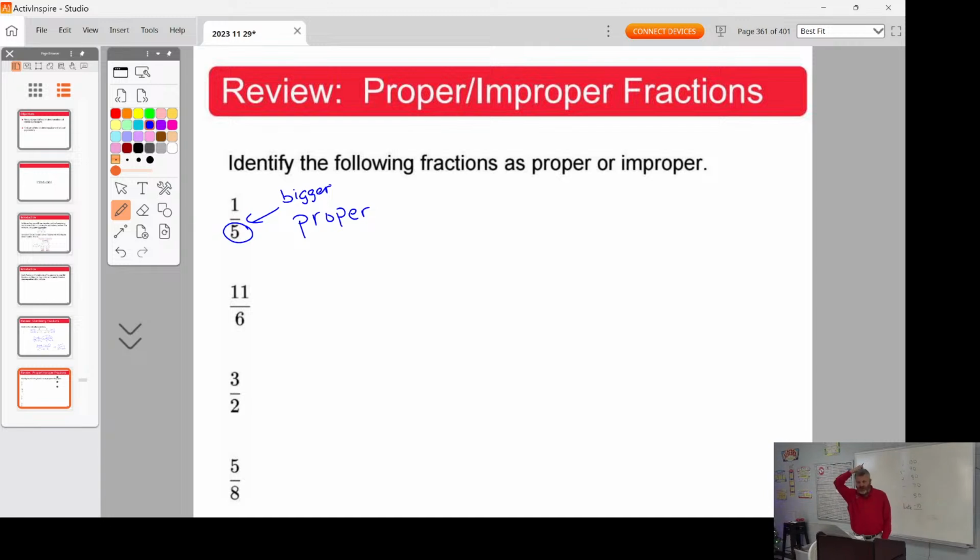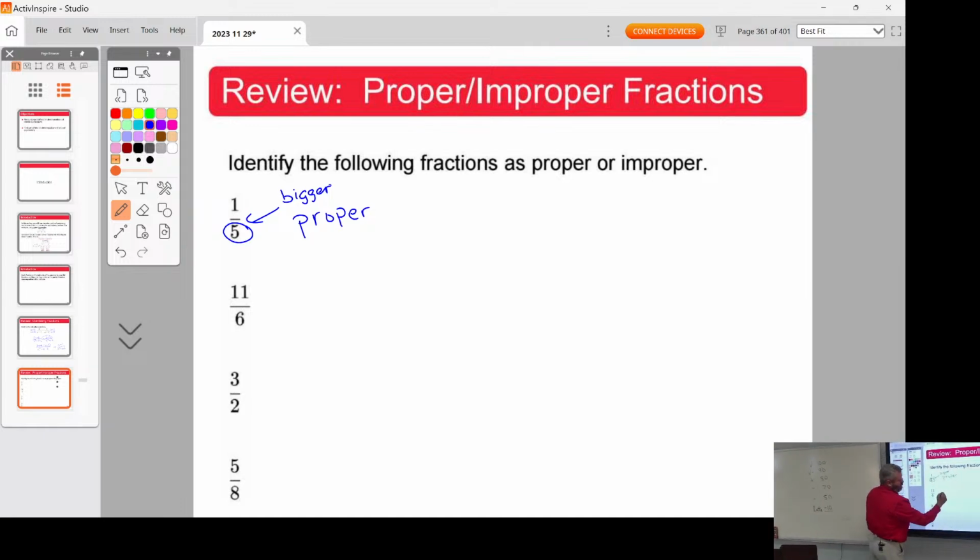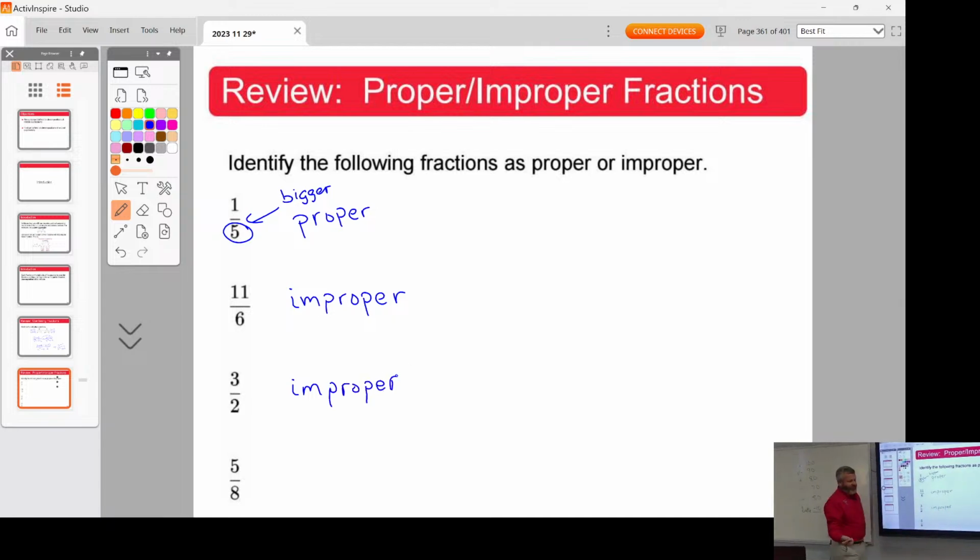When was the last time you talked about proper and improper fractions? 6th grade. It's been a long time. So 11/6 would be improper. 3/2, improper. 5/8.